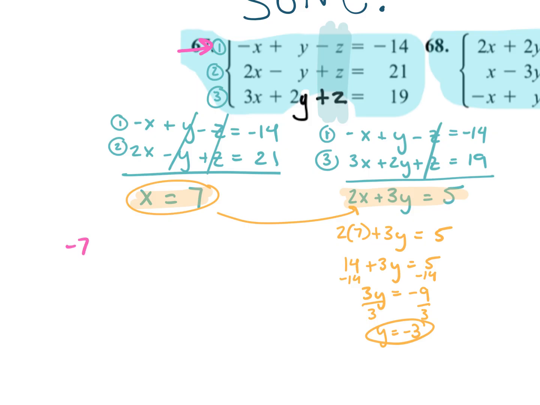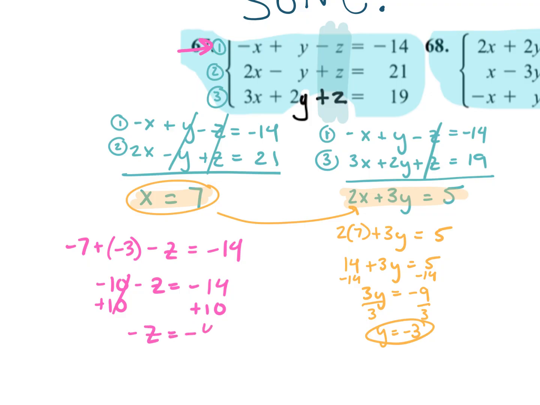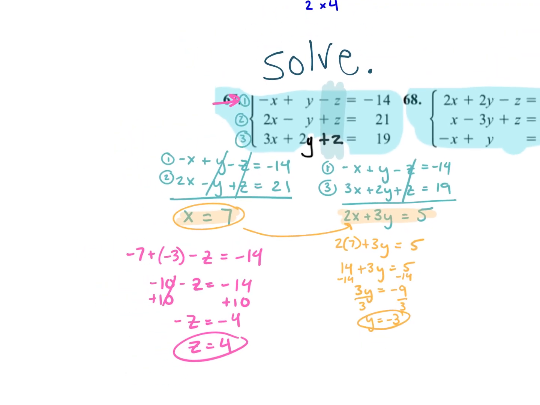So negative x would be negative 7 plus negative 3 minus z is equal to negative 14. Negative 7 minus 3 would be negative 10. Minus z is equal to negative 14. Add 10 to move it to the other side. So negative z is equal to negative 4. What does z equal? 4. How would we write our answer?